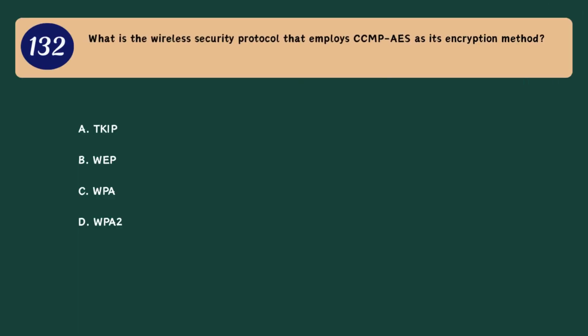Question 132. What is the wireless security protocol that employs CCMP/AES as its encryption method? A. TKIP, B. WEP, C. WPA, D. WPA2.